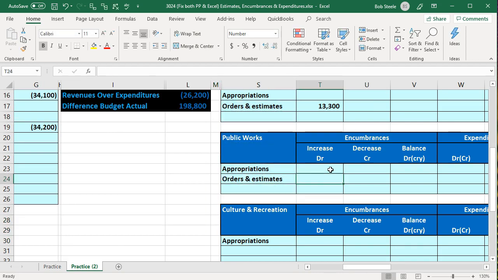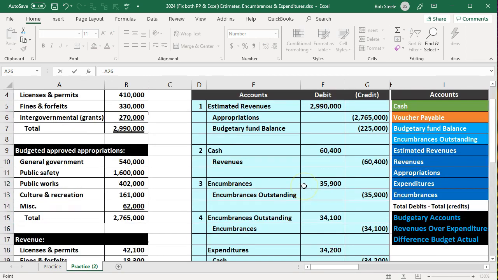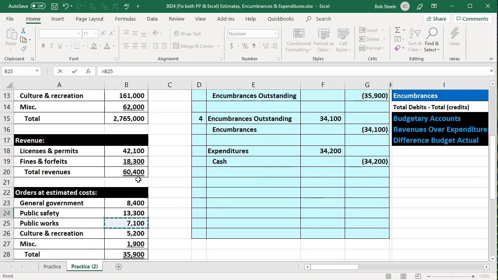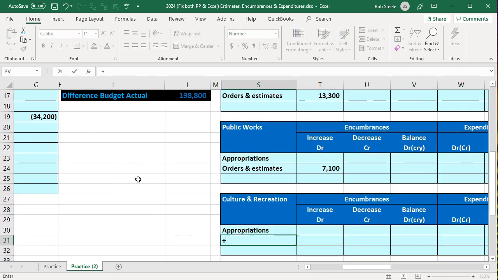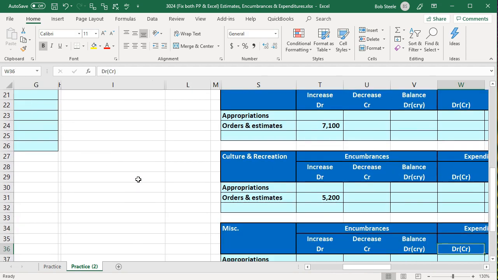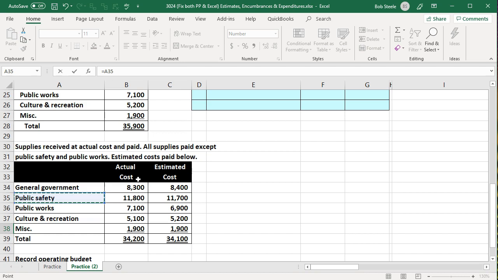So there's the public works. We are in cell T24, scrolling to the left, looking for public works. So we want to pick up the public works, which is going to be down in cell B24, and enter. Next item, we're going to have culture and recreation equals the orders and estimates. Culture and recreation is going to be equal to, scrolling to the left, the 5002 in B26 and enter. And then finally we have the miscellaneous. So the miscellaneous is going to be this item. We're going to say this equals, and we're going to scroll to the left to pick up the miscellaneous item, which is going to be the 1009 in B27 and enter.